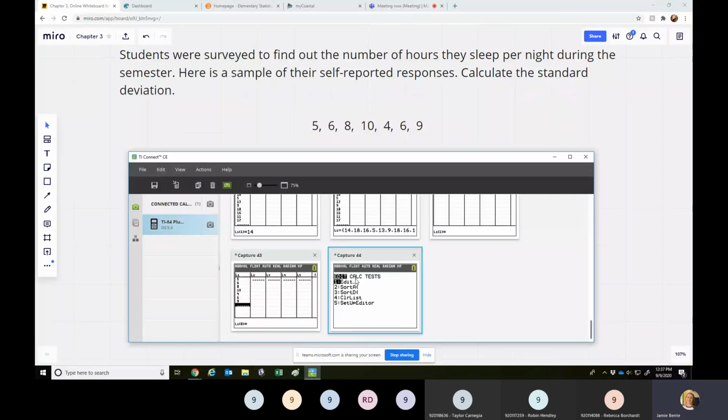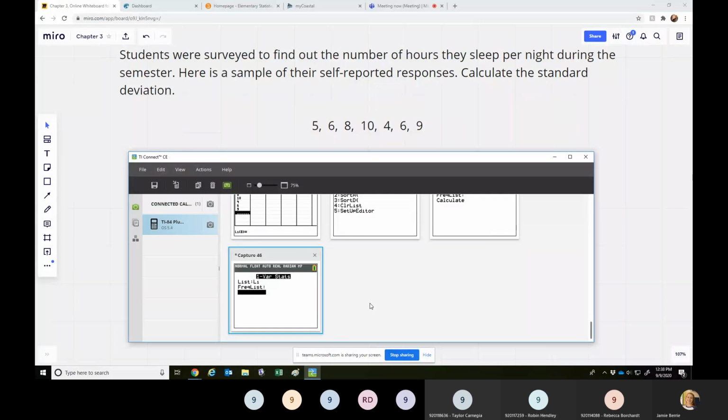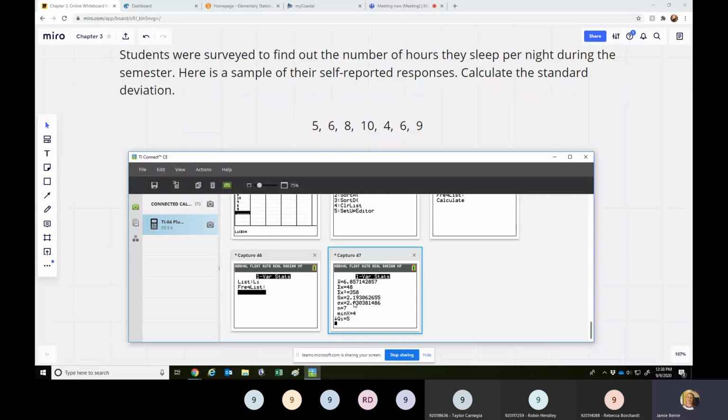All right, and then go over to calc, calculate, and then hit 1 bar stats. I'm at 1 bar stats, and I'm going to scroll down to calculate, and then I'm going to hit enter, and there's my information.